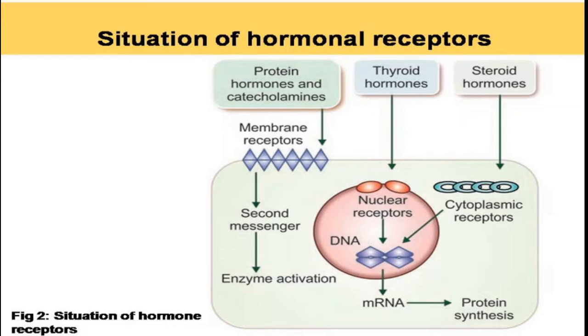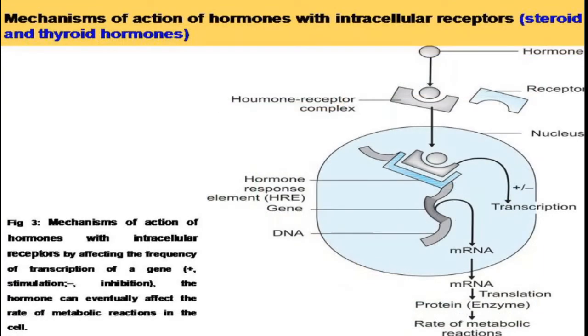So now, mechanism of action of hormones with intracellular receptors. In this mainly steroid and thyroid hormones come. Hormones enter the target cell and bind to its receptor. The receptor may be in the cytoplasm or in the nucleus. But even if the receptor is in the cytoplasm, the hormone receptor complex enters the nucleus. The hormone receptor complex affects the expression of a gene. The effect is mediated through that part of the DNA which regulates the expression of the gene.